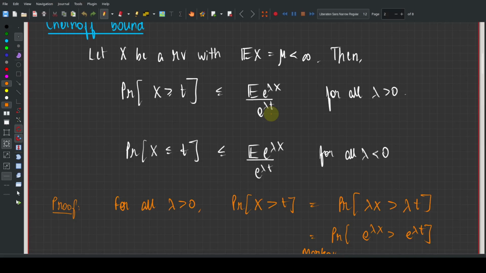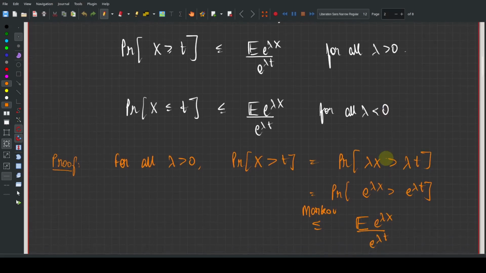You can prove a similar tail bound for the lower tail. So this is the right tail of x. Similarly, you can prove a bound on the left tail of x. Once again, you can prove that probability that x is less than or equal to t, where t is now less than 0, is less than or equal to the moment generating function divided by e to the lambda t, but now for all lambda less than 0, right? So it's very symmetric in that particular sense.